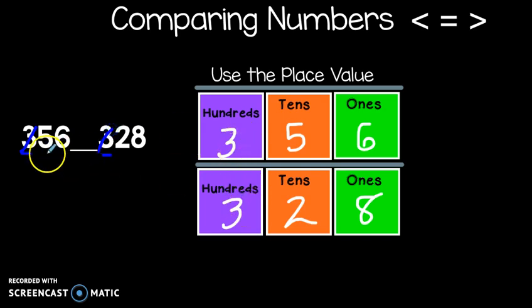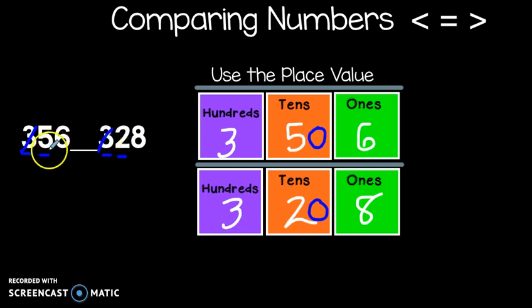So now let's move on and let's take a look at the 5 and the 2 in the tens place. So now we're in the tens place. I've got 5 tens and 2 tens. Well, which one is bigger, 5 tens or 2 tens? Well, what is 5 tens? 5 tens really means 50, and 2 tens really means 20. Well, which one is bigger, 5 tens or 2 tens? Well, I know that 5 tens is bigger than just 2 tens.